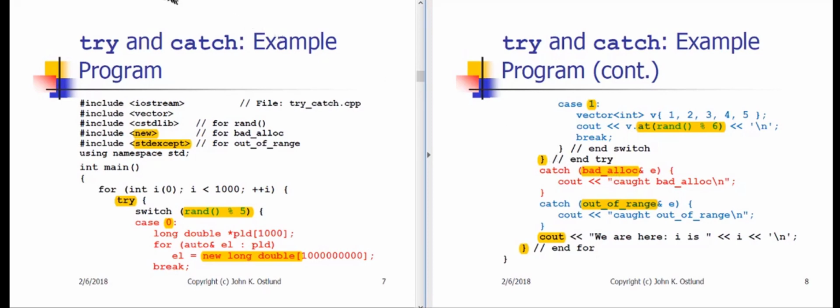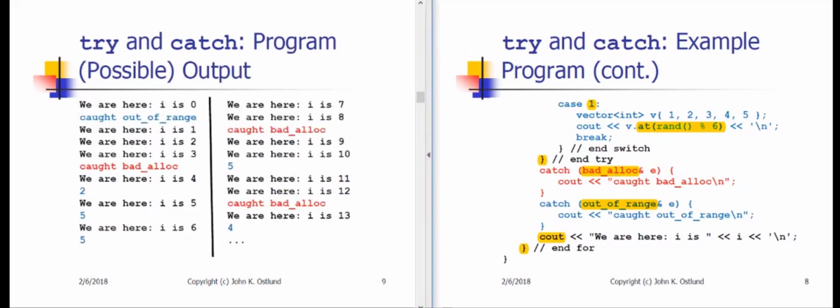In fact, here's the output of one test run on slide 9. This is just the first 14 times through the loop. And of course, if you run this program, it may behave differently for you depending on which value your rand function starts with. Okay, so the first time through the loop in this example, no exception occurred. We got through the try block without generating an exception. That means we just fall through the catch blocks, and we get to the cout statement, which simply displays we are here, i is 0.